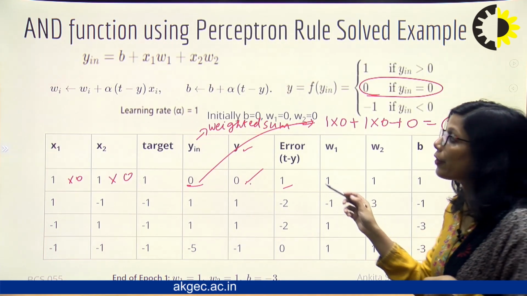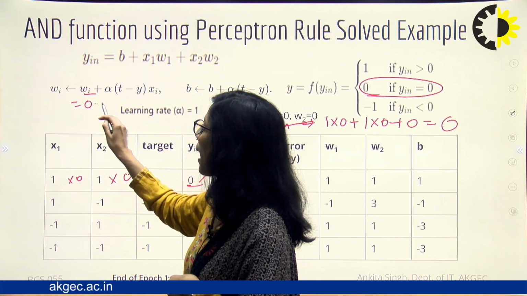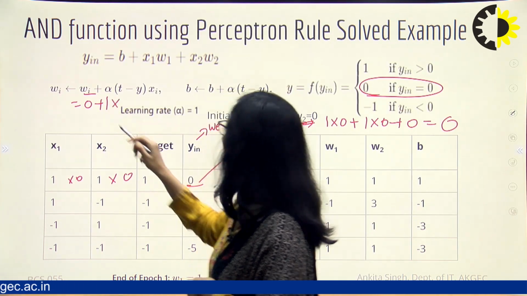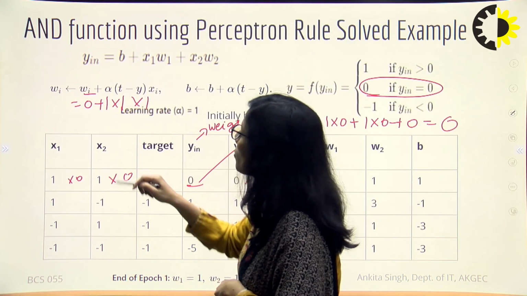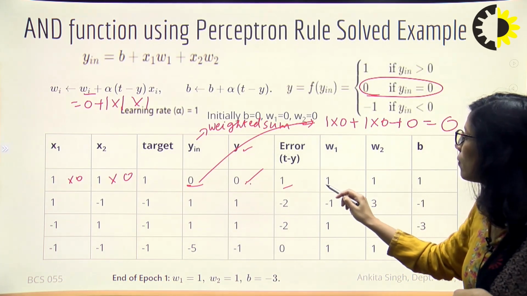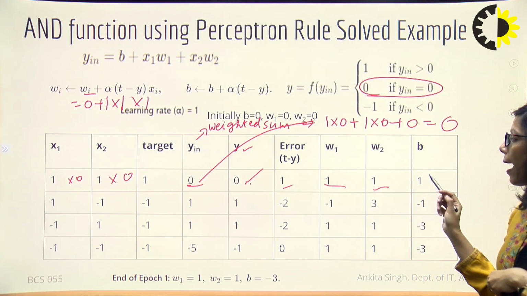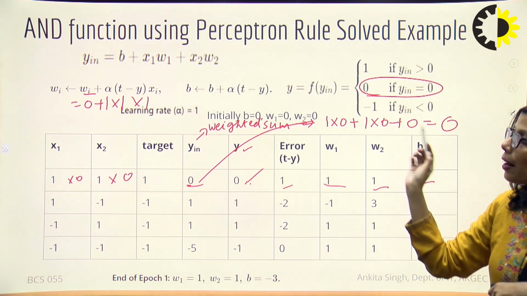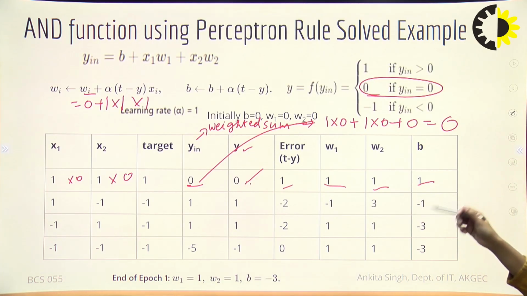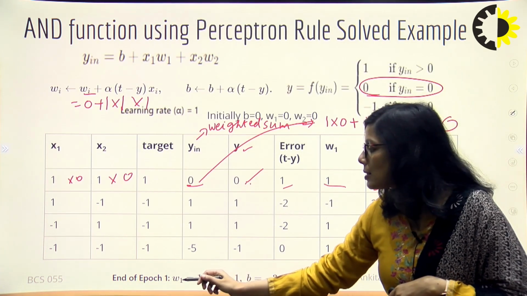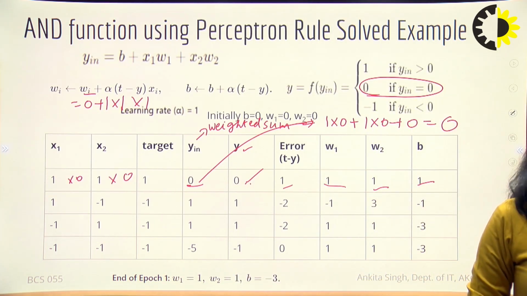Now the formula of weights is W1 is equal to W initial, which was 0, plus alpha, which is 1, multiplied by t minus y, which is 1, and xi, which is 1. So my weight will be 1. Similarly, for W2, my weight will be 1 and my bias also will be 1. So I have applied the same formula on these values. After the end of epoch 1, I will be getting the values as W1 is equal to 1, W2 is equal to 1 and B is equal to minus 3.